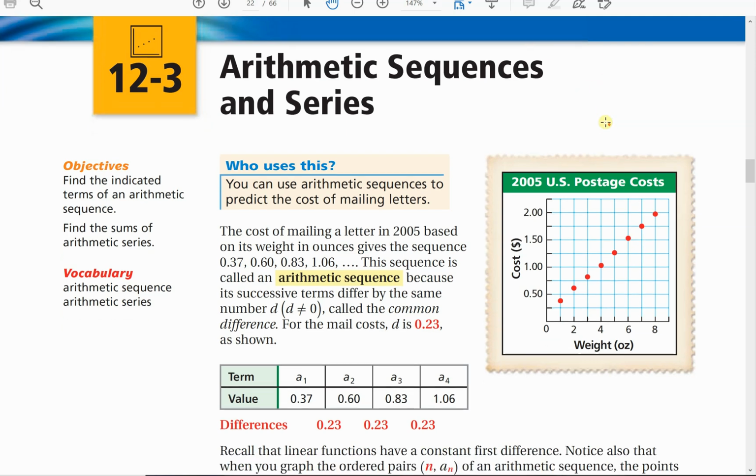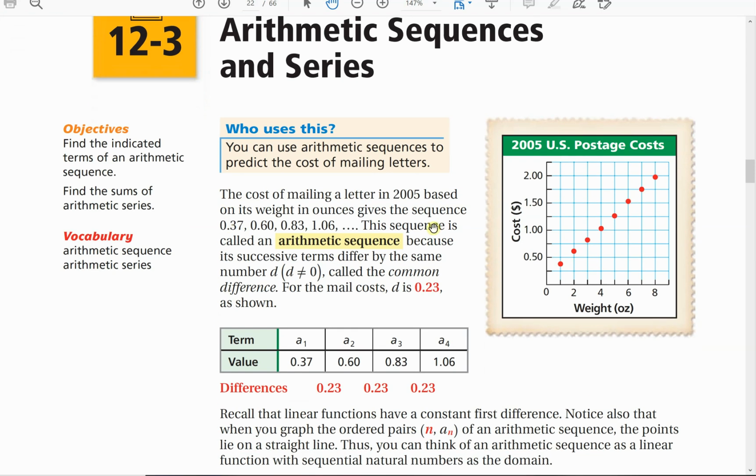Now, we talked about these types of sequences in lesson 12.1, but we never really talked about them explicitly as being arithmetic sequences. What makes an arithmetic sequence? An arithmetic sequence is called arithmetic because its successive terms differ by the same number, d. So we're adding a value every single time. So when our first differences are a constant, we have an arithmetic sequence.